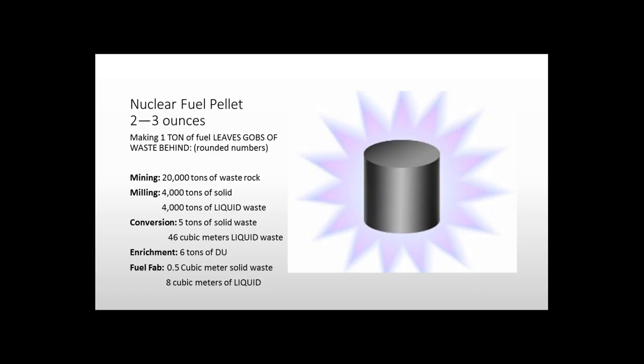Using the World Information Service on Energy's calculators, we find that making 1 ton of nuclear fuel results in 20,000 tons of waste rock, 4,000 tons of liquid, 4,000 tons of solid at the mill sites, 5 tons of solid waste at the conversion facility, and 46 cubic meters of liquid waste. At the enrichment site, there are 6 tons of depleted uranium.